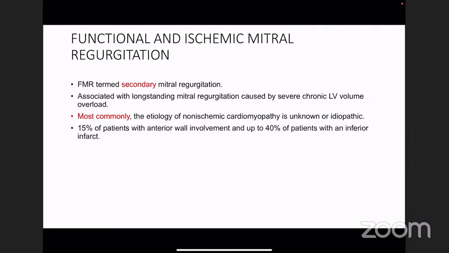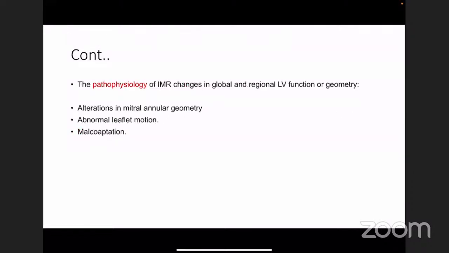15% of patients with anterior wall involvement and up to 40% of patients with an inferior infarct. The pathophysiology of IMR: change in global and regional LV function or geometry, alteration in mitral annular geometry, abnormal leaflet motion, malcoaptation.